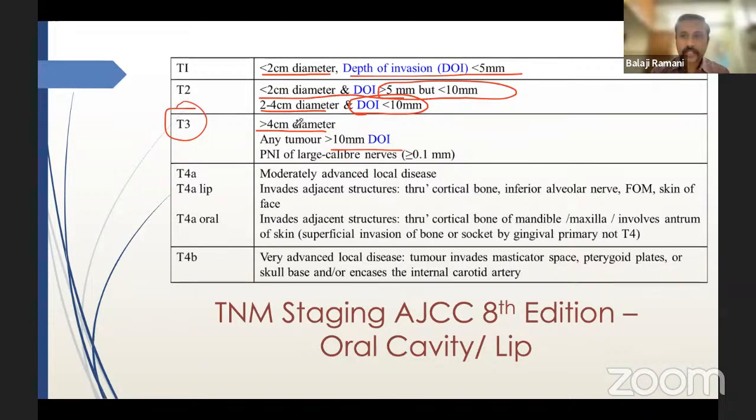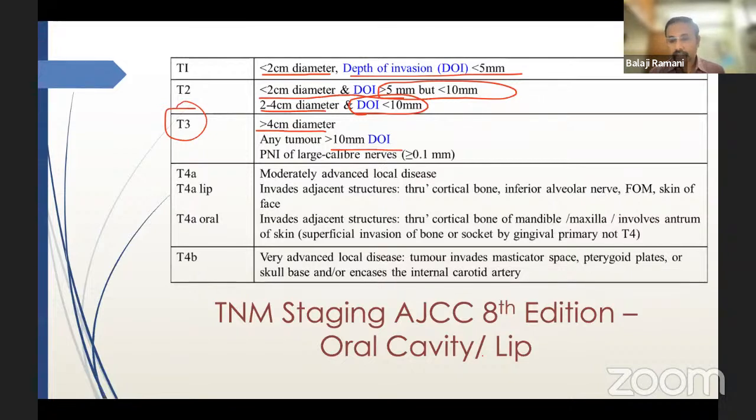Can you remember this? This is an easy way to remember. In a sense, you remember for T1 and T2: T1 is less than or equal to 2 centimeters, less than or equal to 5 mm DOI. T3 is what? Greater than 4 centimeters or greater than 10 millimeter DOI. All the rest will come under T2. Simpler to remember? Can you remember like this?